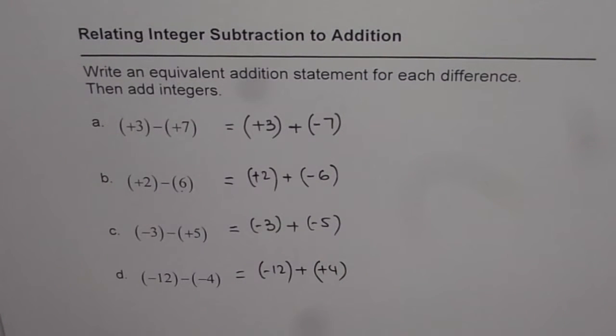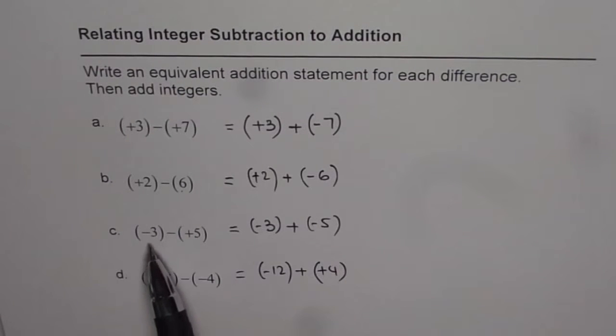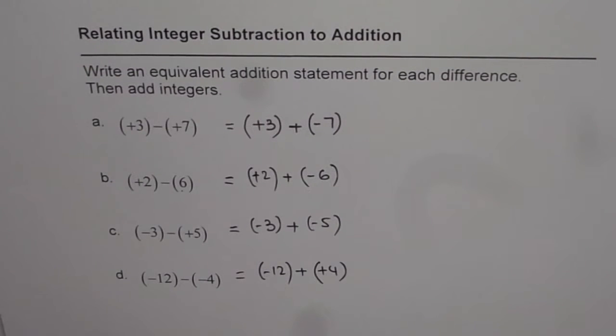So these are typical examples. We have plus, plus, plus, plus with negative sign, and then we have negative, positive, negative, negative, right? With the sign in between, so these cover all the options, right? Now we have written all these takeaway statements, or the subtraction statements, as addition statements. Now let us add them. We can add with the help of a number line, or we can also add with the help of counters.